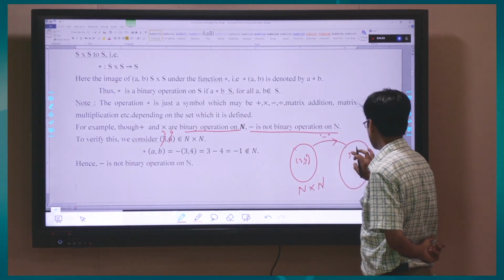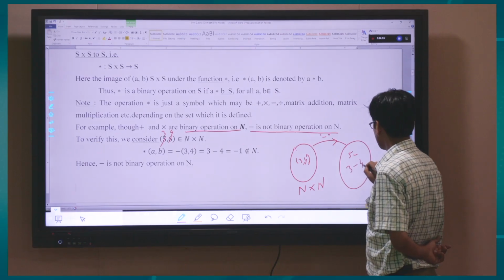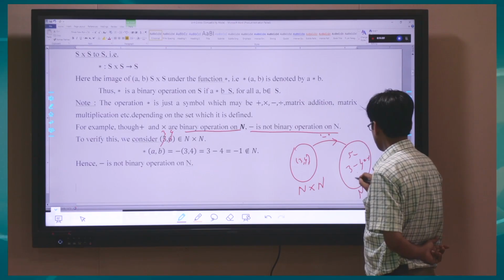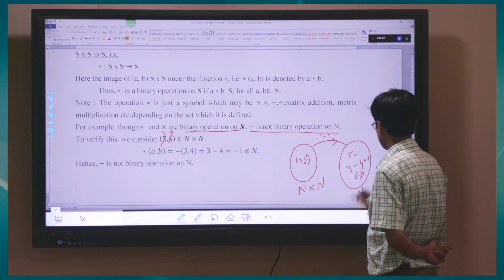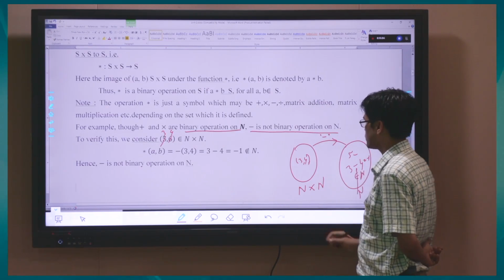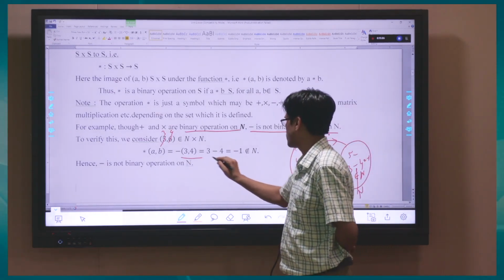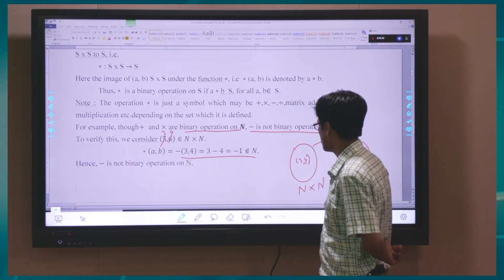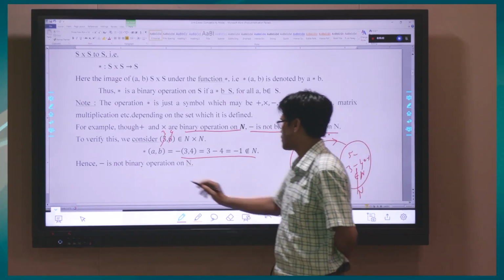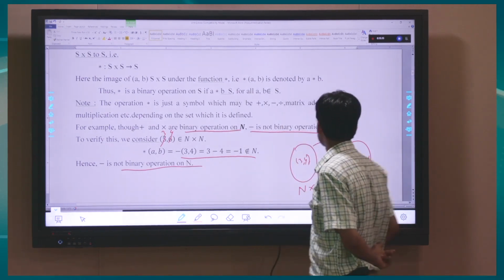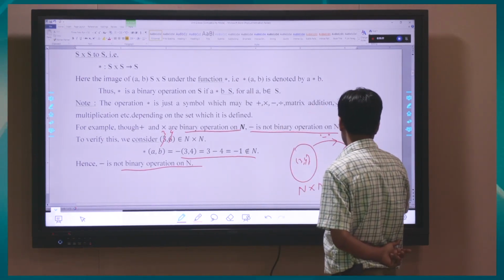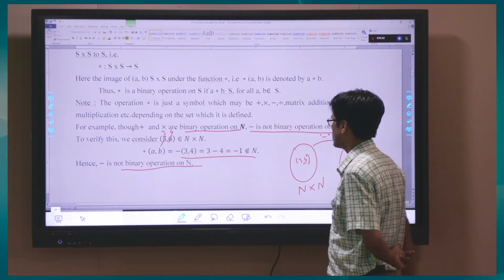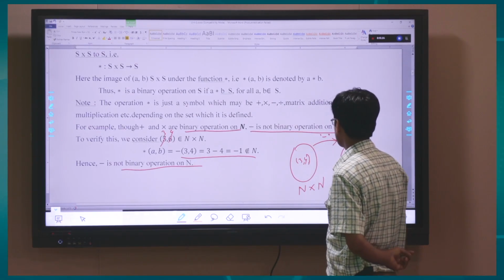So 3 minus 4 is equal to minus 1. So this does not belong to N. Therefore, subtraction is not a binary operation. 3 minus 4 is equal to minus 1, so minus 1 does not belong to N. So subtraction is not a binary operation. Therefore this condition is not valid in case of subtraction.